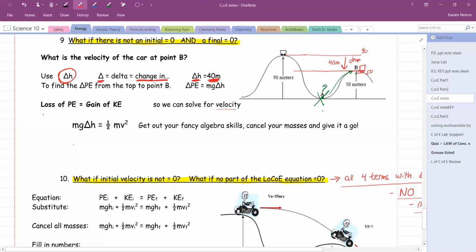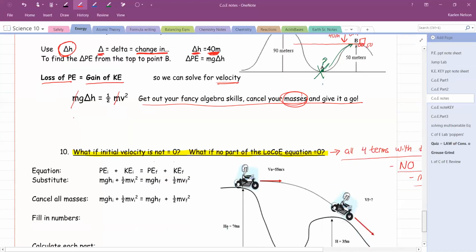And we're going to follow the same type of equation. Loss of potential is gain of kinetic, and we can solve for velocity. So here, get out your fancy algebra skills and cancel your masses. That's the first thing. We don't have a mass in this question, so I have an m on both sides of my equation. I can take it out. Now I'm going to fill in what I know. Gravity is 9.8, and my height was 40 meters. That's how much I dropped.